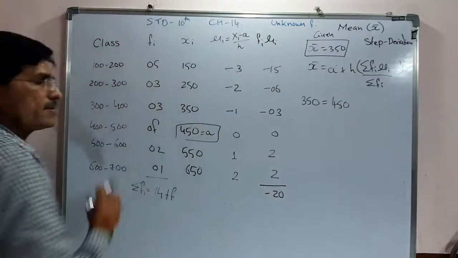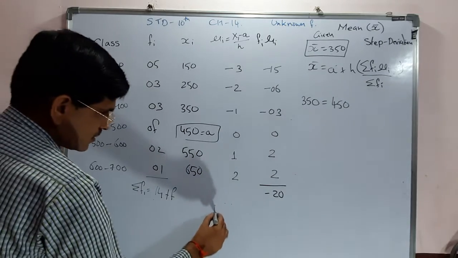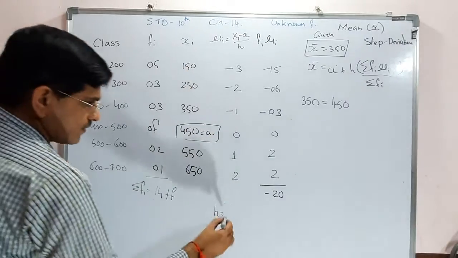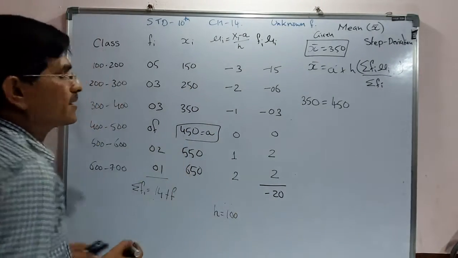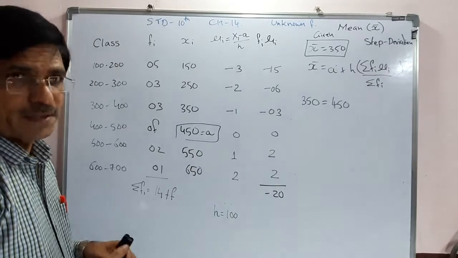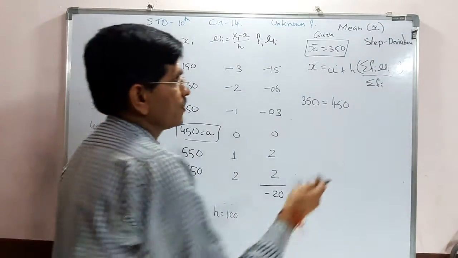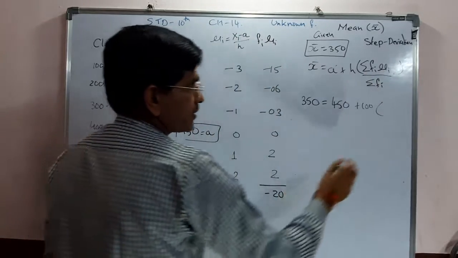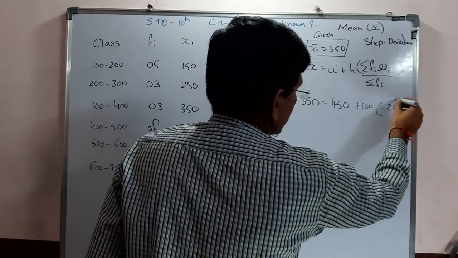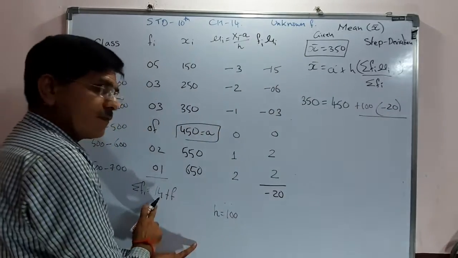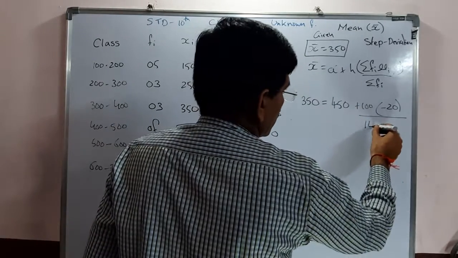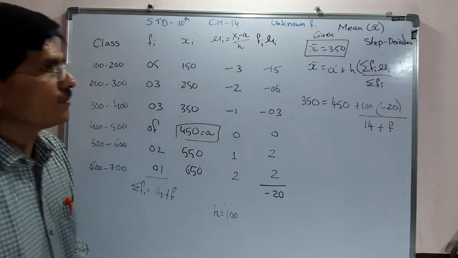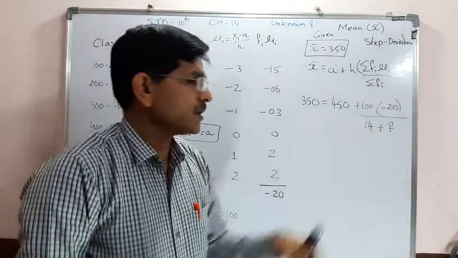What is the size h? The class size. 150, 250, 350: the difference is 100, so the class size h is 100. So I have to write plus 100 times minus 20 upon 14 plus f. So 350 is equal to 450 plus 100 into minus 20 upon 14 plus f.